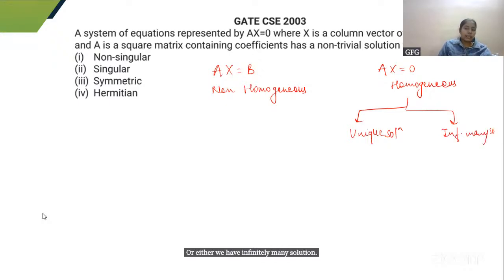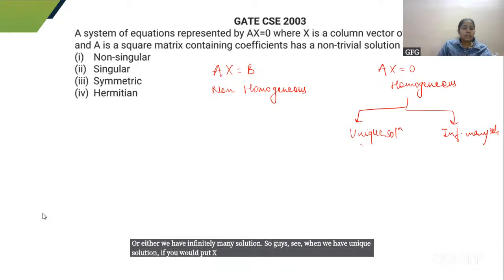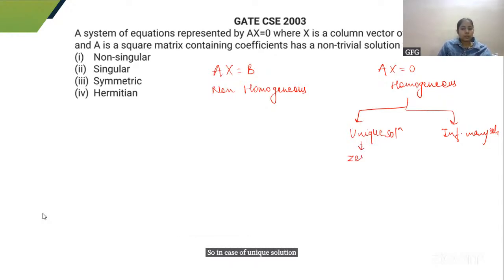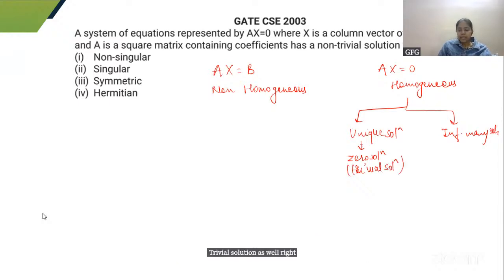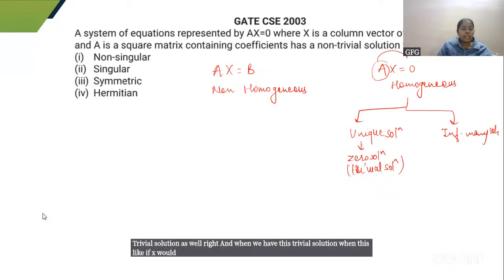So, guys, when we have a unique solution, if you put x as 0 here, obviously 0 would always be a solution. So in case of a unique solution, that means we have the zero solution. This unique solution is the zero solution. Sometimes we call this a trivial solution as well. And when we have this trivial solution, if x is 0, then obviously A should be non-singular, right? A should be non-singular because A can go to the right-hand side.